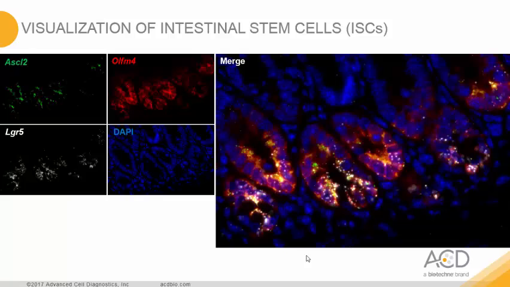We next visualize the intestinal stem cell population that resides in the base of the crypt using the RNAscope multiplex fluorescent assay. Shown here are known markers of the intestinal stem cells with LGR5 in white, ASCL2 in green, and OLFM4 in red. The three signals co-localize in cells that are located primarily at the base of the intestinal crypt.